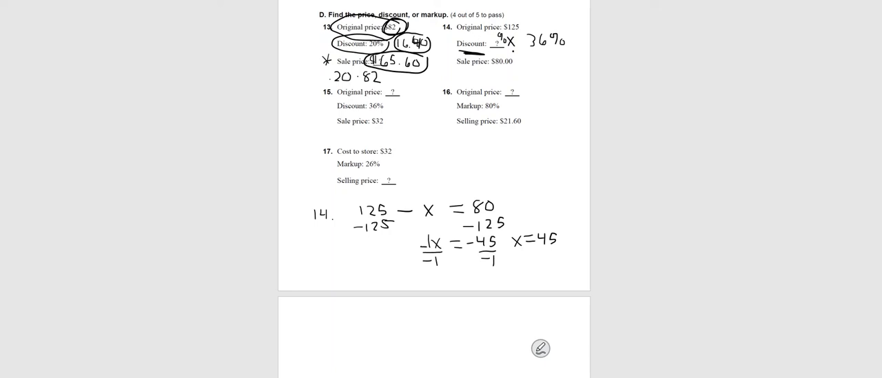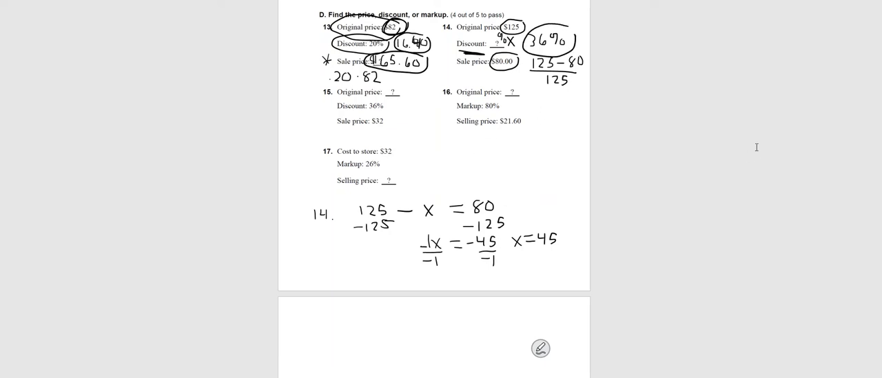Now there is an easier way to do this one. We can do this one as a percent of change. So if this is your starting amount and this is your ending amount, you can subtract those two. So 125 minus 80, and then divide by your original price. So that's another way that you could do this. You could do the starting price minus the ending price divided by your original price. And that would also give you a 36% discount.